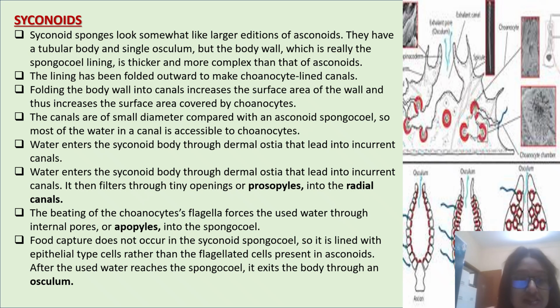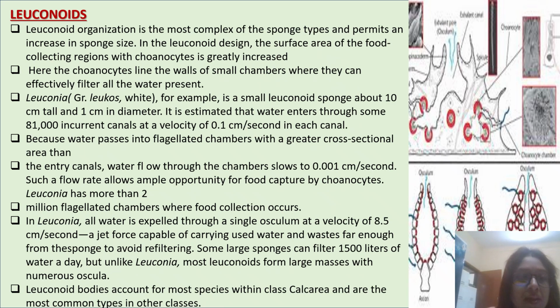Next, food capture does not occur in the cyconoid spongocele, so it is lined with epithelial-type cells rather than the flagellated cells present in asconoids. After the used water reaches the spongocele, it exits the body through an osculum. Next, the leuconoid type of canal system.